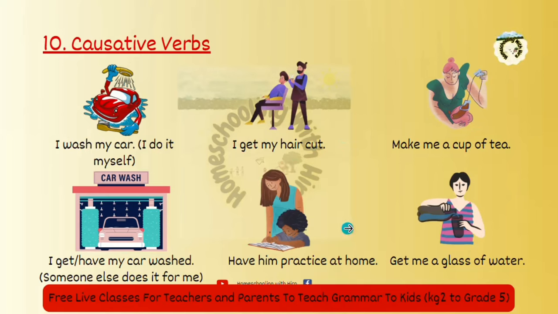Have him practice at home. Means the teacher is asking the parent that have him practice at home. Usko ghar pe tayari karao. Usko ghar pe practice karao. She is not going to do this. The teacher is not going to do this. She is asking mother to make the child practice at home. Get me a glass of water. I'm not going to get a glass of water for myself. I want you to get me a glass of water. So I'm asking somebody else to do the action for me, right?